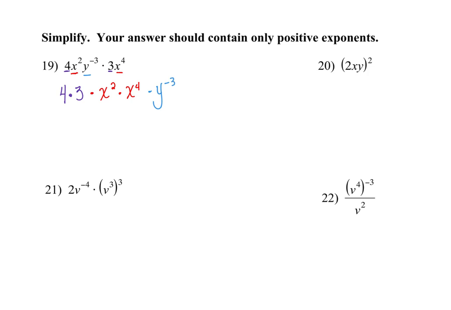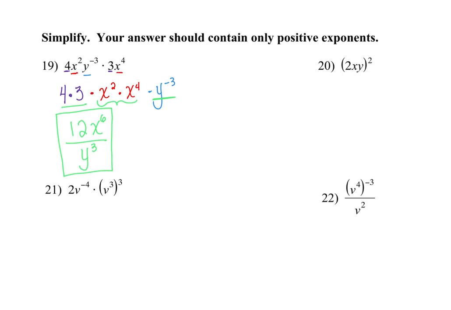All right? So I'm multiplying 4 times 3. What is 4 times 3? 12. I have like bases that I am multiplying. What do I do with those exponents? We add them together. So I have x squared and x to the 4th. I have x to the 6th. I have a negative exponent. He's just sitting up there. Where does he need to go? On the bottom. And once you move him, the exponent is positive. Once you move it, the exponent is positive. Okay?